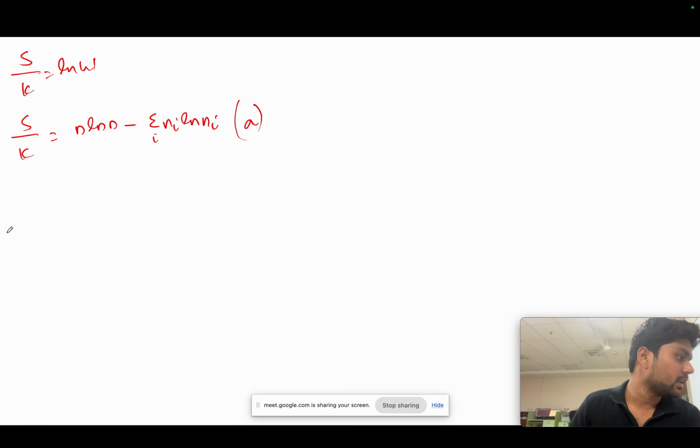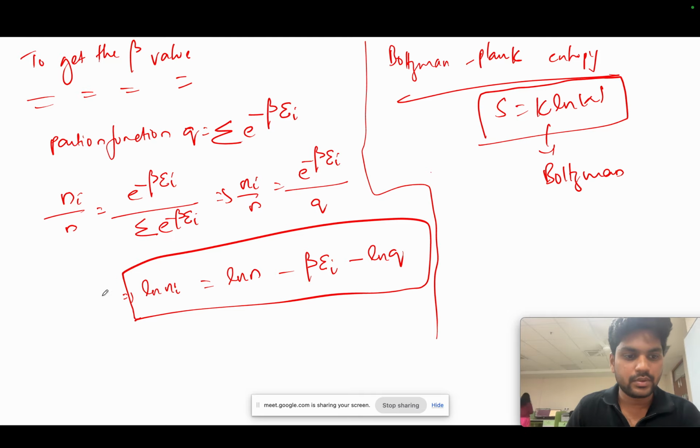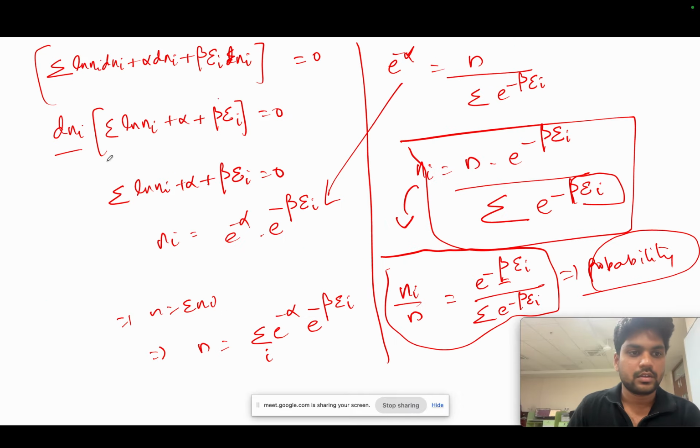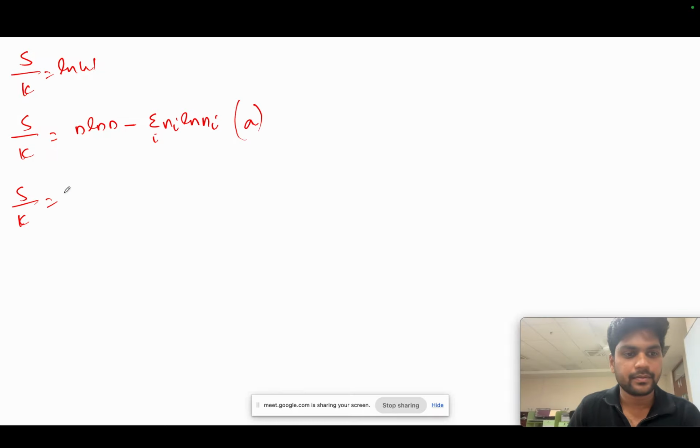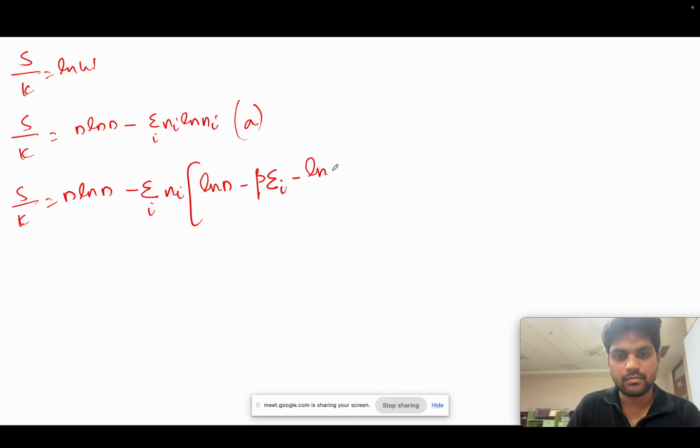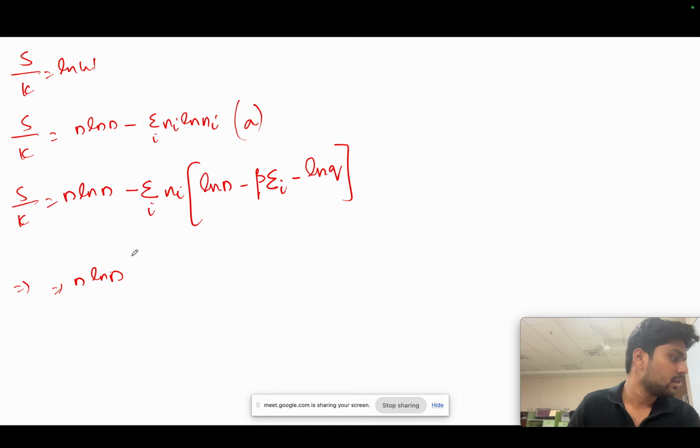So now we have this equation, and in the last slide we got the B equation, where we can apply this ln Ni here. So it will be ln N minus beta epsilon i minus ln Q. Now if I expand the equation, we get ln N minus sigma Ni ln N, and sigma Ni is nothing but N, so this will be N ln N.